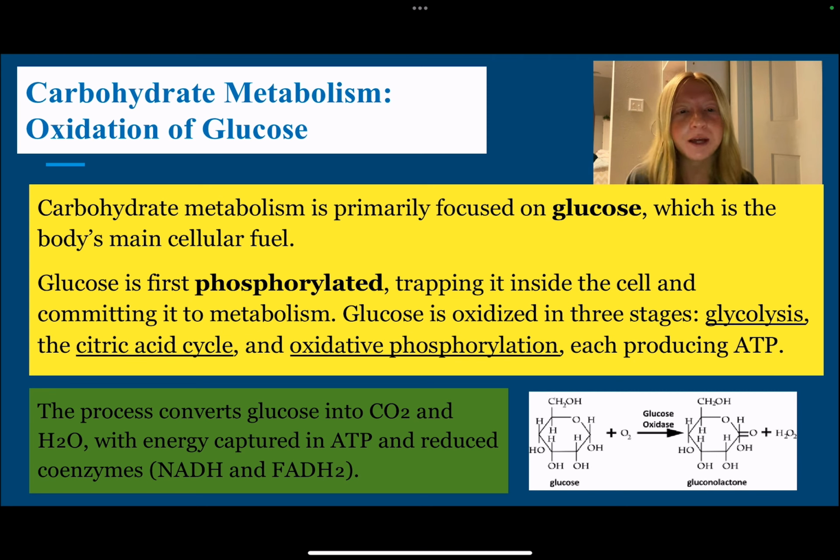Carbohydrate metabolism and oxidation of glucose. Carbohydrate metabolism is primarily focused on glucose, which is the body's main cellular fuel. Glucose is first phosphorylated, and it is trapped inside the cell and committed to metabolism. Glucose is oxidized in three stages: glycolysis, the citric acid cycle, and oxidative phosphorylation, each producing ATP. The process converts glucose into CO2 and H2O with energy captured in ATP and reduced coenzymes.